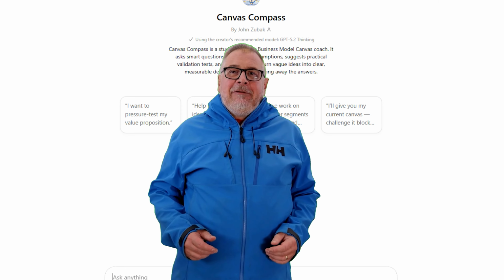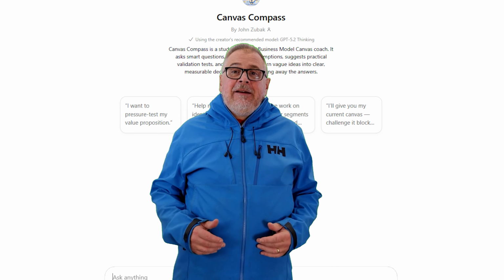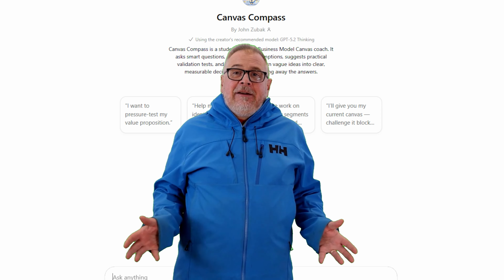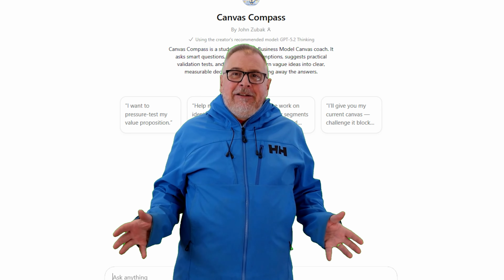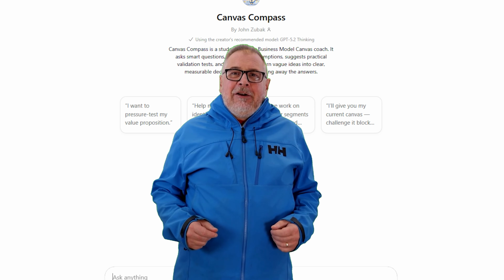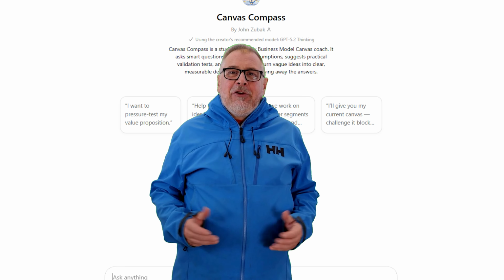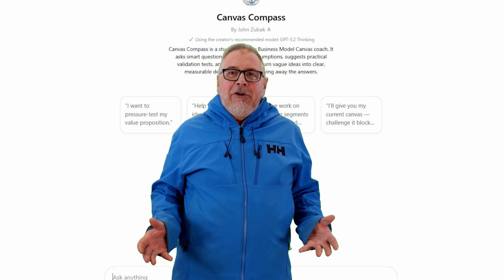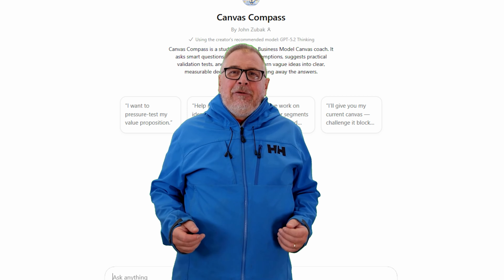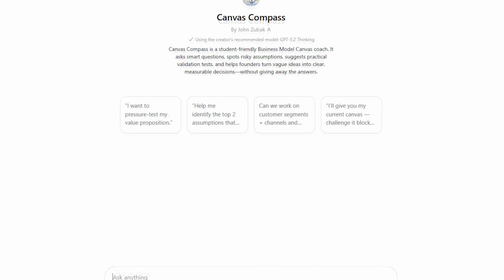Then we introduced Canvas Compass, the custom GPT built for this exact process. It's designed as a thinking partner, not an answer vending machine. What it does well: asks better questions, flags risky assumptions, and helps you design practical tests. What it doesn't do: write your assignment, replace your judgment, or magically produce customers on demand. Think of it like a gym spotter for startup thinking. You still lift the weight. It helps you lift with better form and fewer injuries.